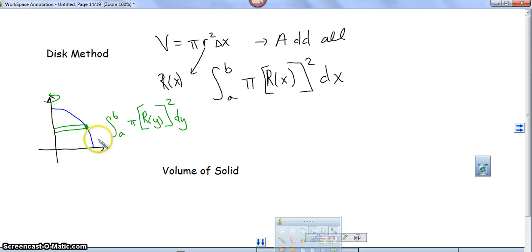So depending on which axis you're going around, if you're going around the y-axis, you want to use this one. If you're going around the x-axis, you use the function in terms of x. Kind of makes sense. All right, the actual integration's not hard.